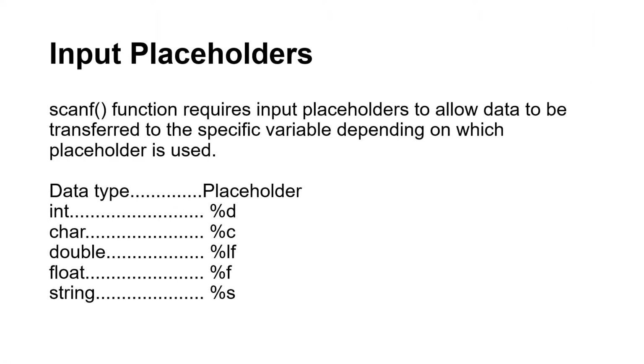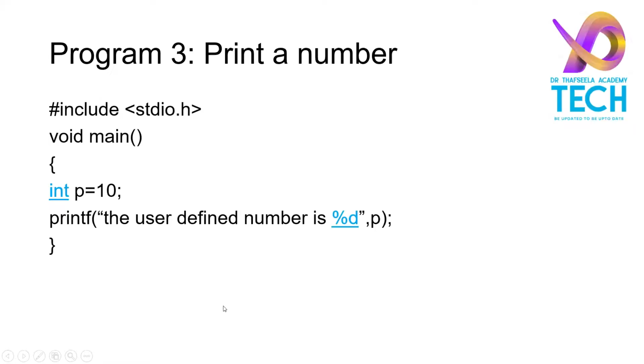Now, when it comes to input placeholders, which we use with scanf, we have %d for integer, %c for character, then %lf for double, %f for float, and %s for string.